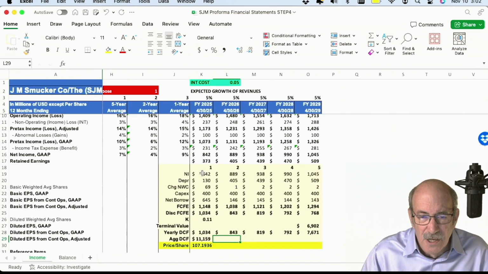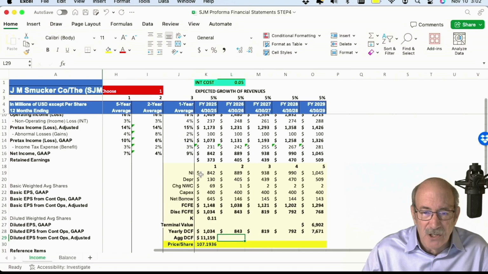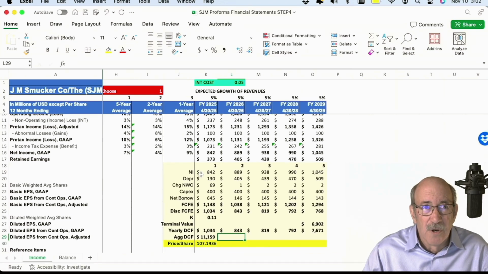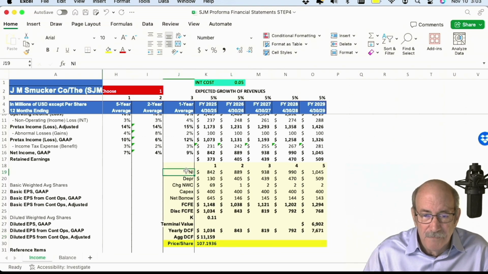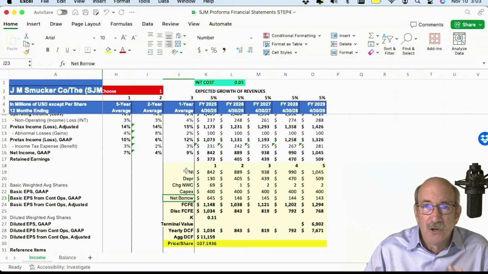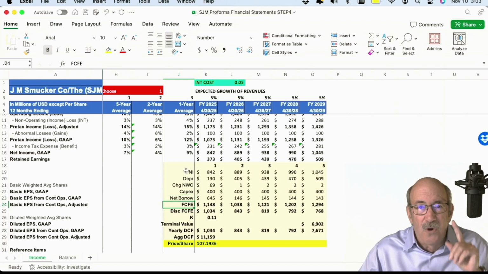So here I'm using the information off of the Wall Street Mojo website. That website is really handy for how to actually do this calculation. For that calculation, I'm going to need my net income, my depreciation, my change in net working capital, my CapEx, and my net borrowing. Between those 5 items, I'll be able to calculate the free cash flow to equity.